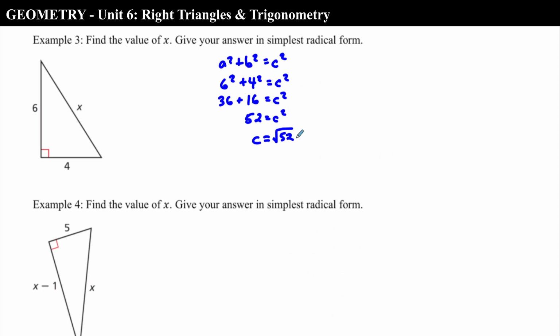49, 64, 81, 100, and it continues on from there. So you're going to see if any of those numbers divide evenly into the number underneath your radical. So for this one, and in this case, actually, let me go and correct this.